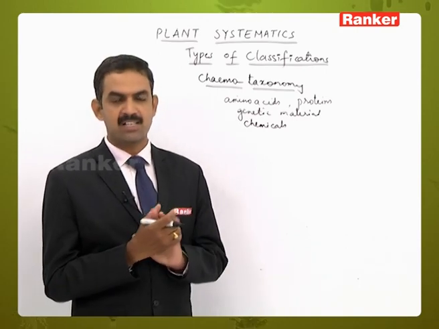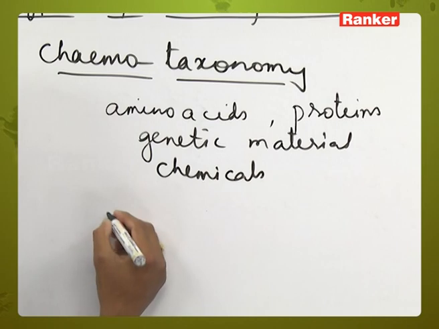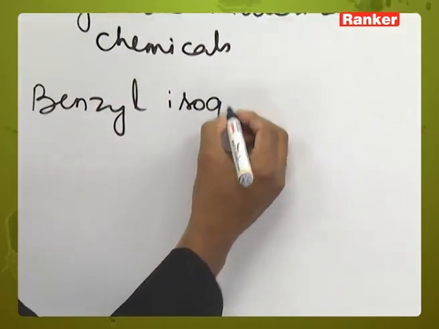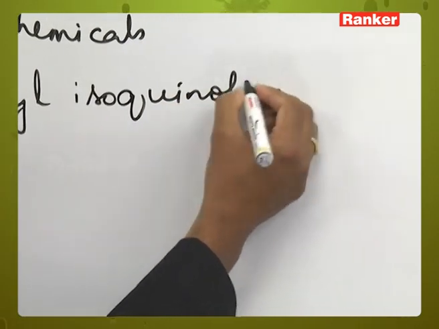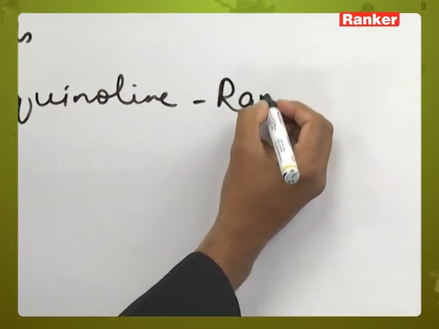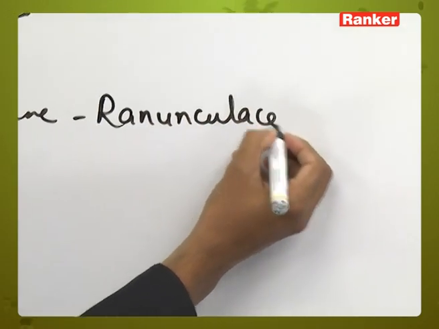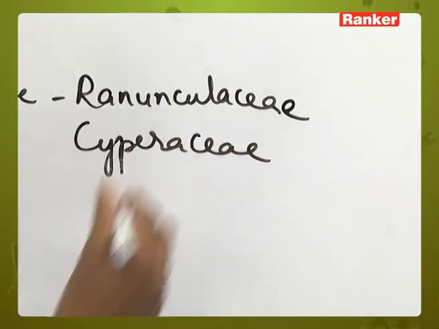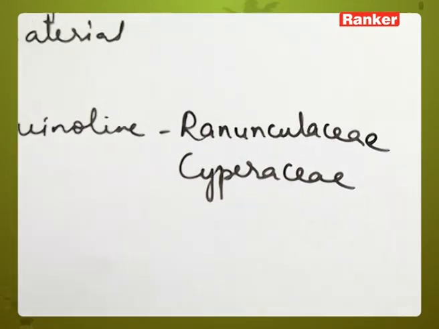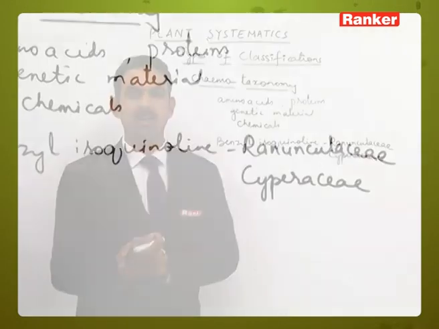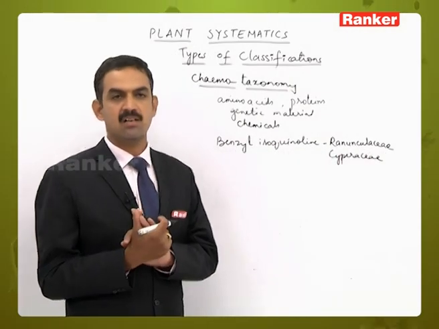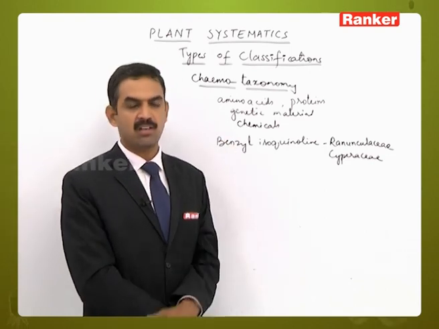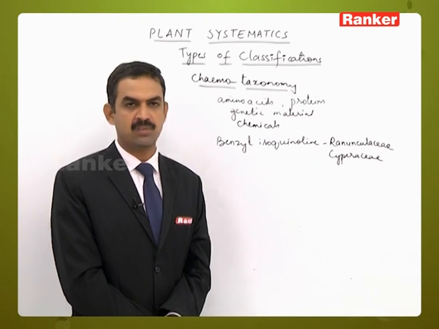So, let us take some examples, like benzyl isoquinoline. So, this is present in Ranunculaceae and Cyperaceae families. So, likewise a particular type of chemical which is present in a particular group of plants, and they have been kept in some particular group of family. Likewise, presence of various types of chemicals is also one of the bases for classification of the plants.